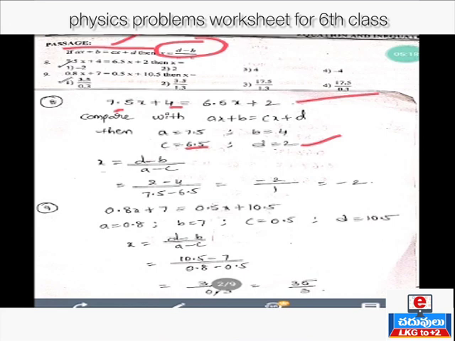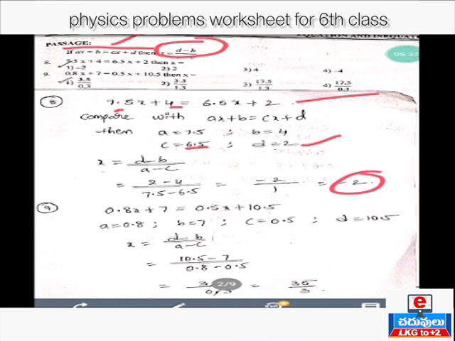So now see numerator, 2 minus 4 is nothing but minus 2. Again denominator 7.5 minus 6.5. What is the difference? By subtracting we can get only 1. So 2 by 1 is nothing but 2. Before that, minus is there. So what is the answer here? We can get minus 2. X value is minus 2.